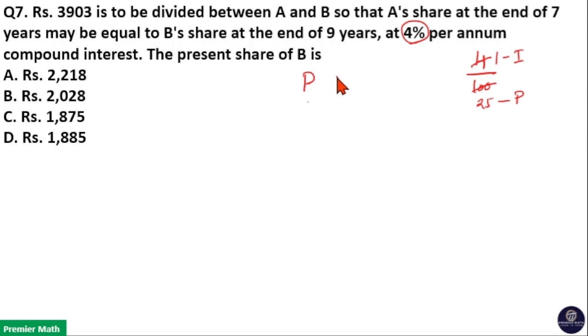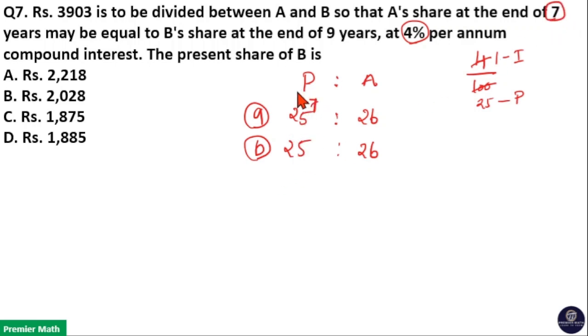Then take the ratio between principal and amount for the 2 persons A and B. Principal is 25 parts for 1 year for both A and B. Same way, amount is 26 parts for 1 year for A and B. But here, the number of years for A is 7 years. So 25 raised to 7 parts of A is the principal of A and 26 raised to 7 parts of A is the amount for A.